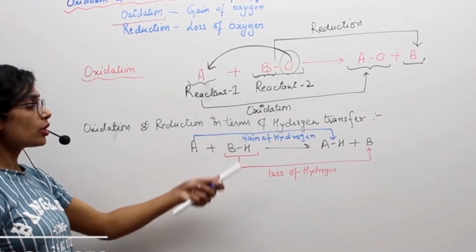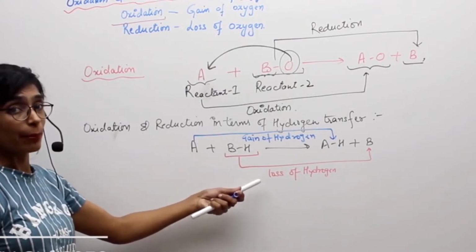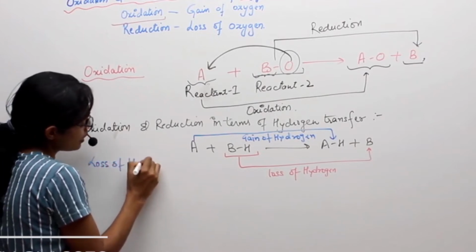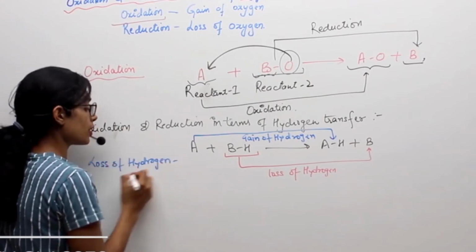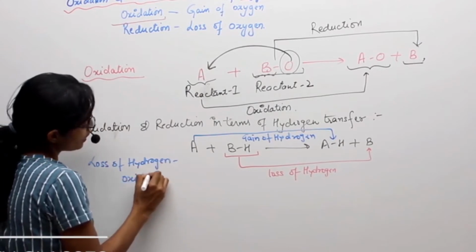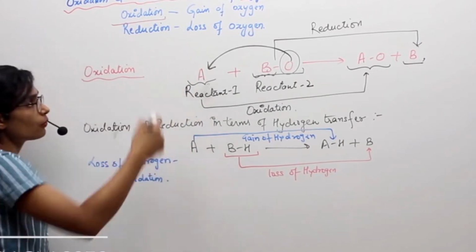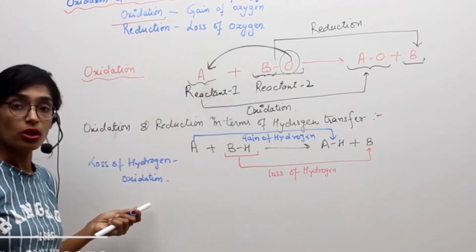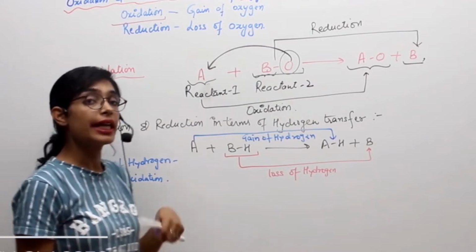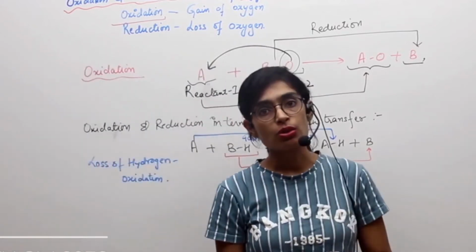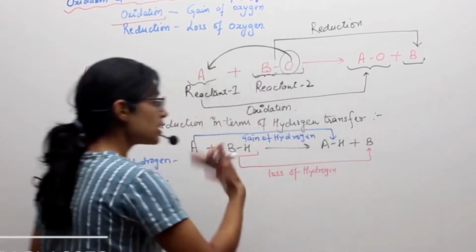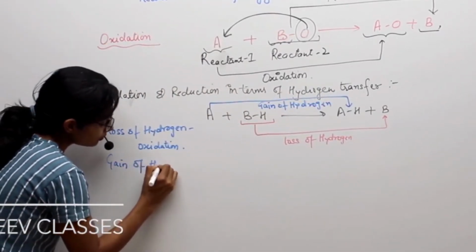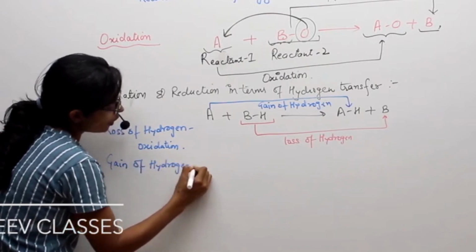In whichever reaction the loss of hydrogen is happening, such a reaction will be called oxidation. So it is a little opposite of what we have learned before. Before, gain of oxygen was called oxidation. Here loss of hydrogen is called oxidation. So oxidation can be either gain of oxygen or loss of hydrogen or both together, depending upon the reaction. Similarly, gain of hydrogen is called reduction.